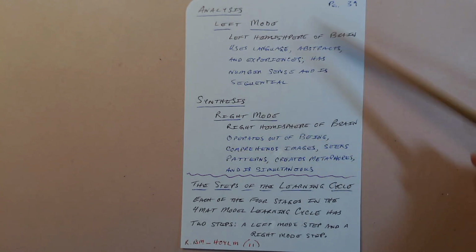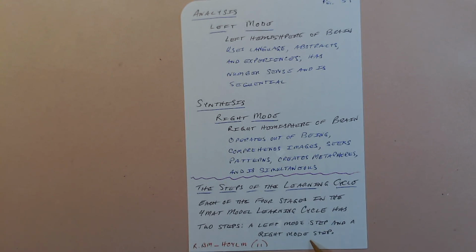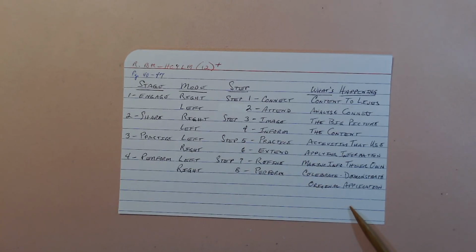Then she uses these 2 terms to talk about the steps of the learning cycle. Remember earlier we encountered the 4 stages in the learning cycle. Now we find out that for each of the 4 stages of the learning cycle in the format model learning cycle, there are going to be 2 steps, a left brain mode step and a right brain mode step. And here's how all of those 8 steps are defined.